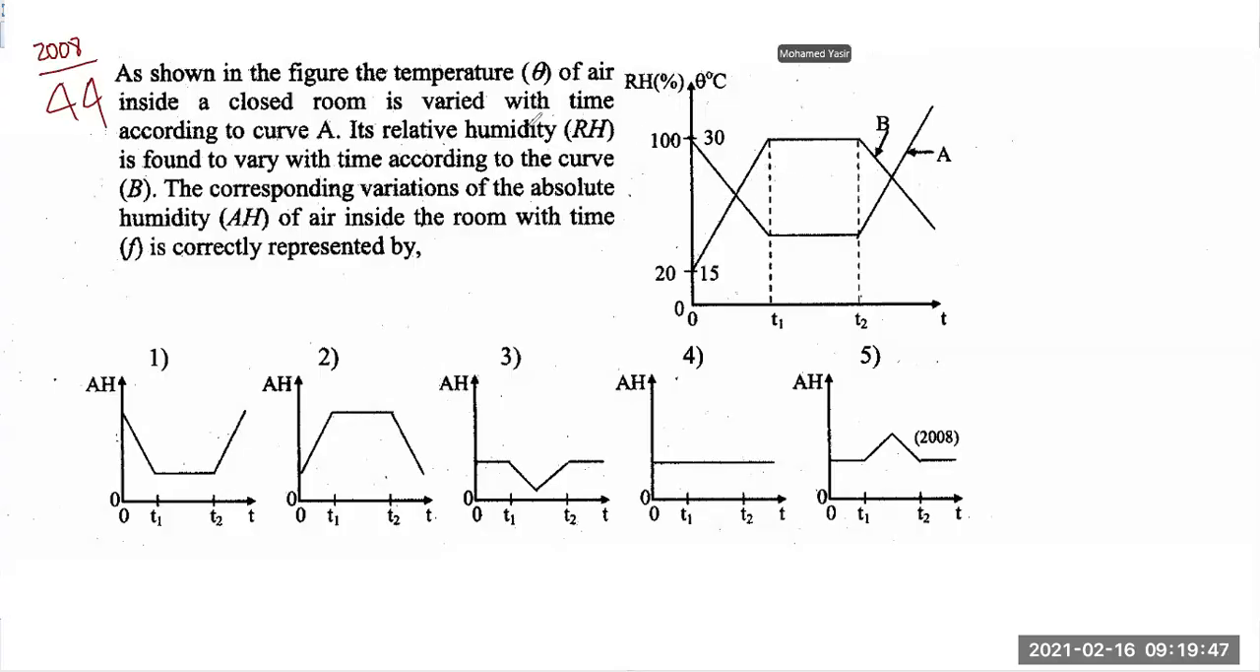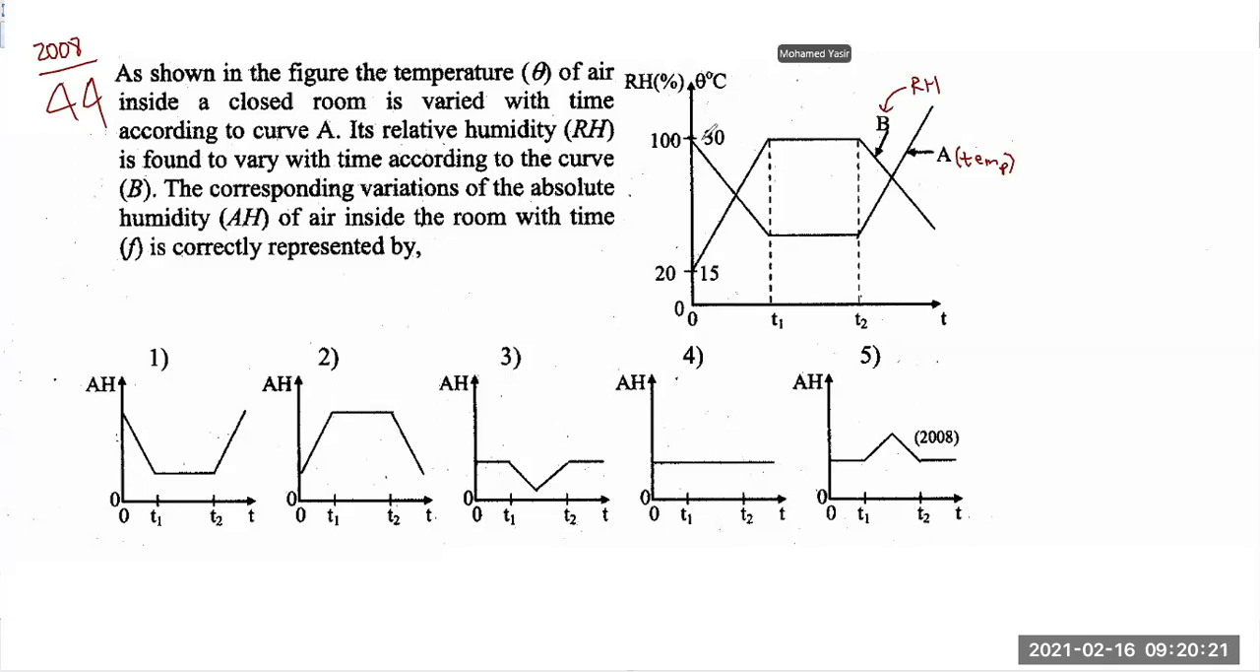Next question is from 2008 and the 44th one. Again, now we have skipped a few years because this is a graph question, just like the question we did a few moments back. As shown in the figure, the temperature of air inside a closed room is varied with time according to curve A. This is temperature. Curve A is for temperature. Its relative humidity RH is found to vary with time according to curve B. This is for relative humidity.